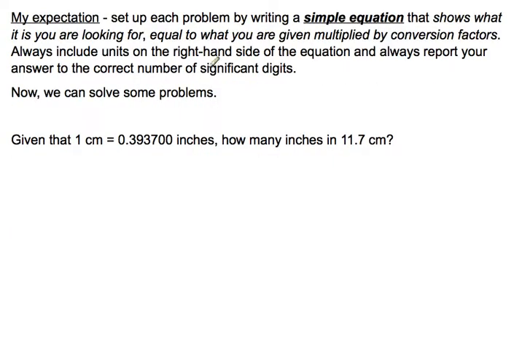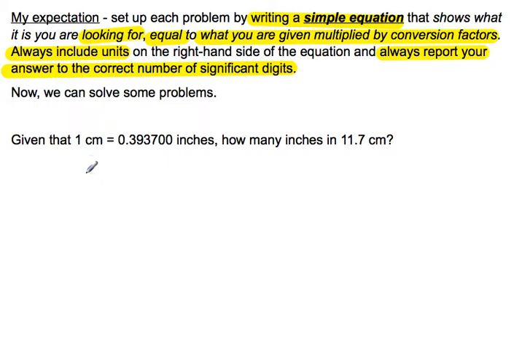So I do have an expectation when you present these. It's not a huge expectation, but it's an expectation nonetheless. You're going to write a fairly simple equation, and that equation starts with what it is you're looking for. You're going to have an equal sign, and you're going to write down what you're given and multiply that by a conversion factor. Always include units, I've already mentioned that. And always report your number with the correct number of significant digits. So now we can try a few problems.